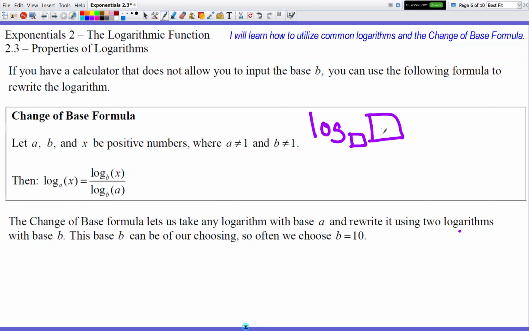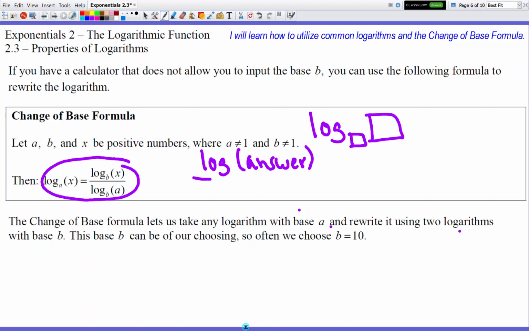If you don't have a fancy calculator, you have to use what is called the change of base formula. This is the way the book writes the formula. I don't write it that way. Here's how I write the change of base formula. I go log of answer divided by log of base.